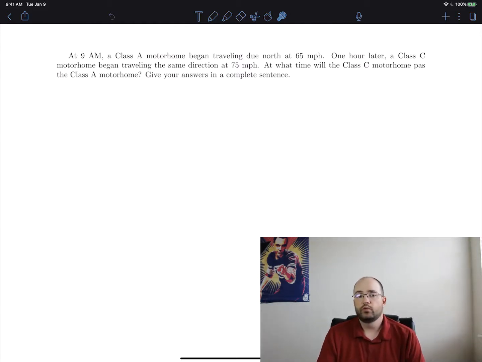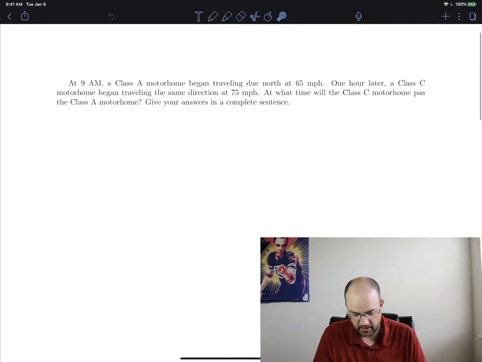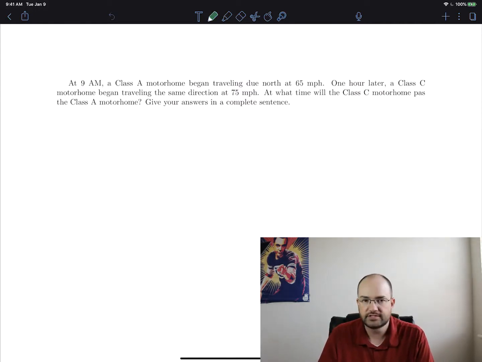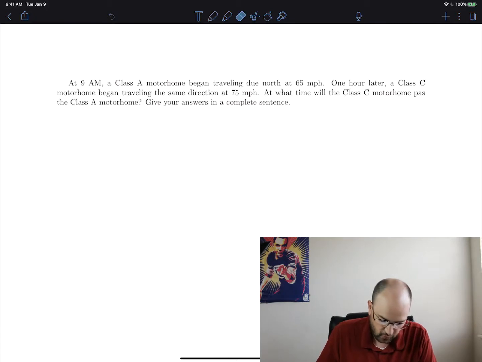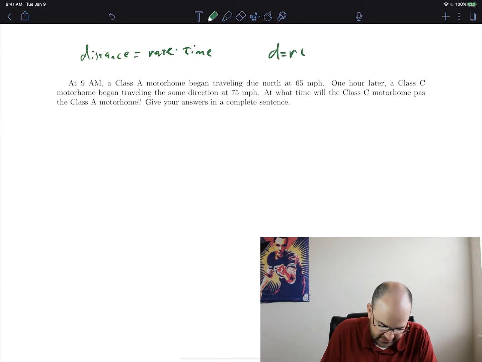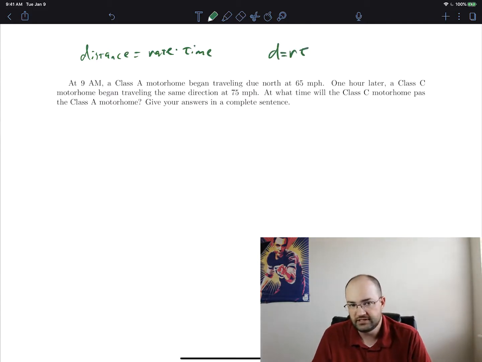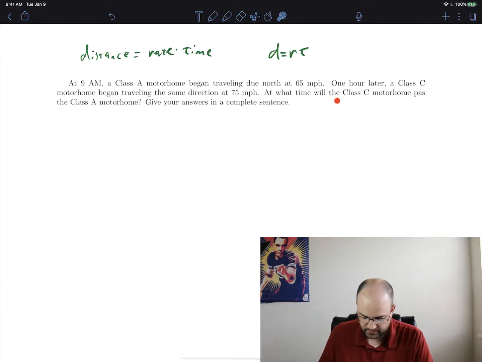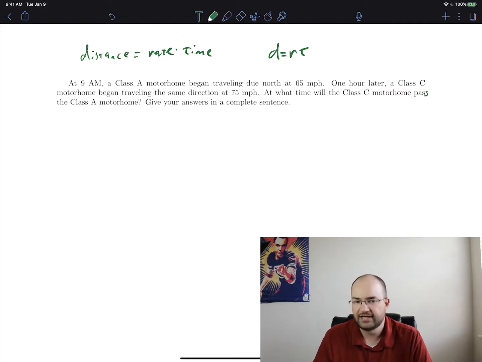Okay, so with this, in your notes, we have something at the top here called distance, rate, and time. And the formula that we're given here is that distance is equal to the rate times the time. And I like to think of it as the DIRT formula, DRT, D equals RT. Excellent. Now, at what time will the Class C motorhome pass the Class A motorhome?